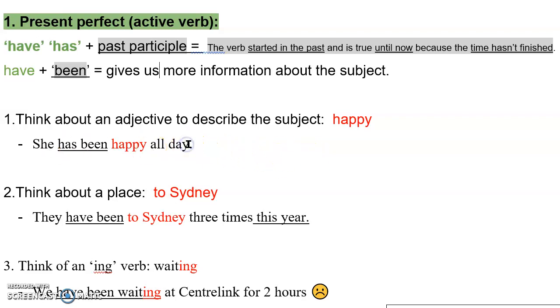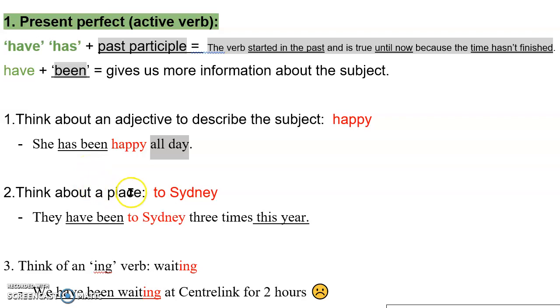So remember, the time is also important when we use the present perfect. The time here has not finished. So that's why we can use the present perfect verb to describe our subject, she. So from the start of today until now, she has been happy. So remember, the verb started in the past and is true until now because the time hasn't finished. So all day is our time, and that's why we're using the present perfect.